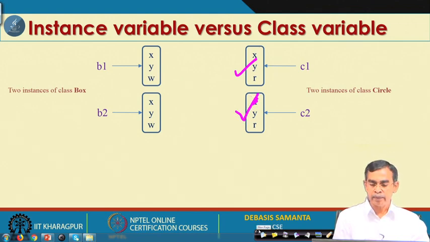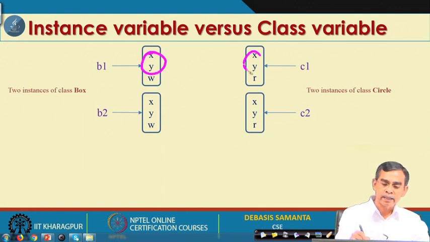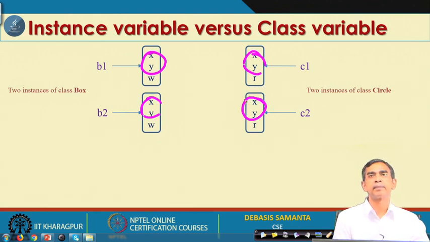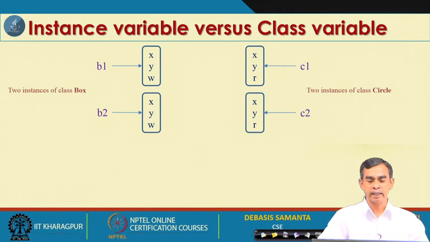So, whenever we maintain the memory, this x is separate and this x is separate. Similarly, these x's all have separate existence. So, this is the idea about instance variable. Now, we have learned about instance variables. Whenever an object of a particular class is created, the instance variables for that object are created.